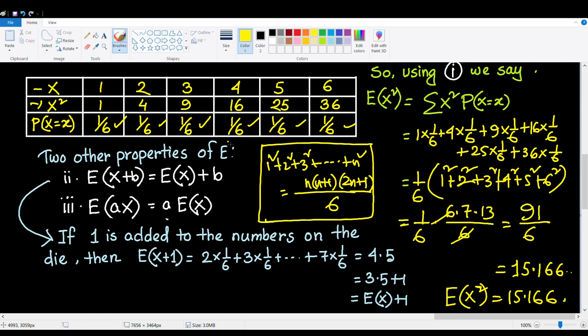Now there are some other properties of E. The property 2 is E of x plus b equals E of x plus b. So if you want to see the proof, you have to go to the book again, but we can explain it in an easier way, right?